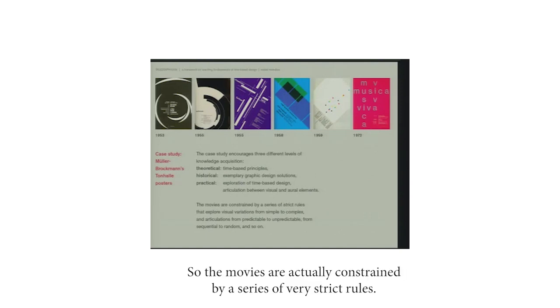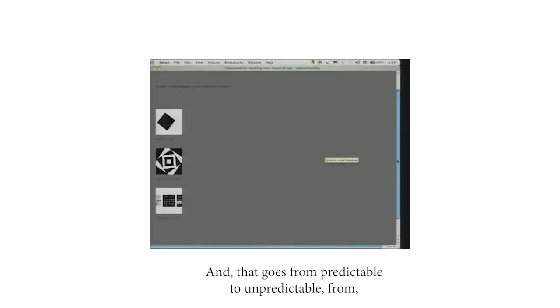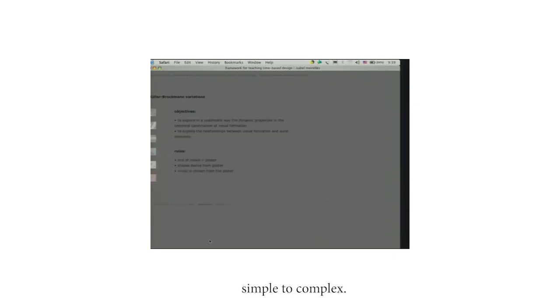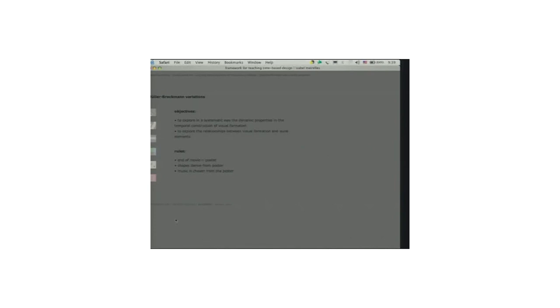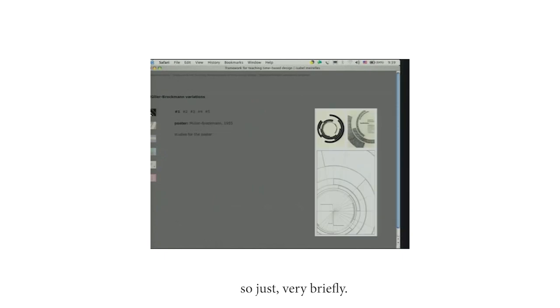So the movies are actually constrained by a series of very strict rules, and that goes from predictable to unpredictable, from simple to complex. And the rules are that the end of the movie equals the poster. The shapes that you see being animated only derive from the poster itself, and the music is actually coming from the poster, which is announced in the poster. So just very briefly, in some cases there are some studies that Muller-Brockmann did showing all the mathematical and geometrical ideas behind the design of the poster.